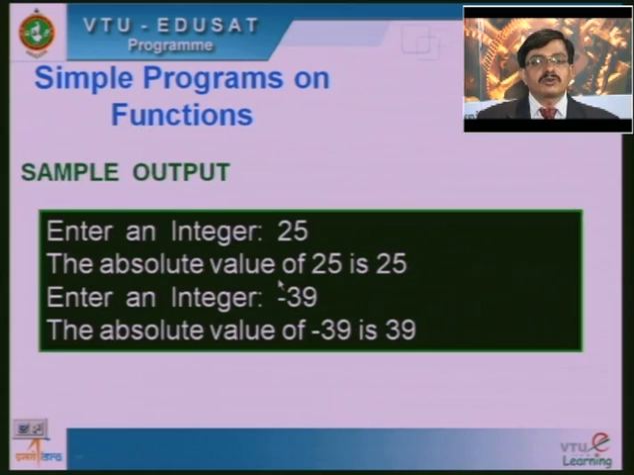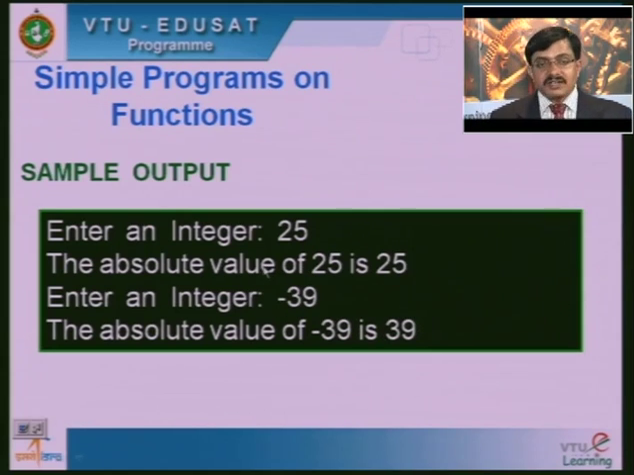In the output we have "enter an integer", and we are reading 25 as the integer. We are passing 25 to the absolute function, and then we are returning the answer, and the absolute value of 25 is 25 only. Whereas in the second run, I am giving the input as minus 39, and here the absolute value of minus 39 is 39 is printed, because minus of minus 39 is plus 39, the value returned by the absolute function.